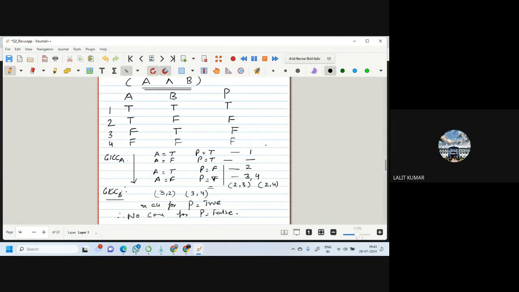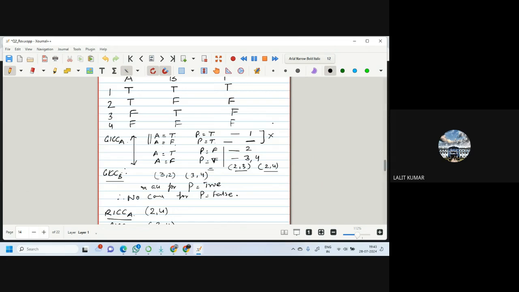We find these conditions. First we find GICC. So for GICC A, we find A is equal to true, P is equal to true. Yes, first row. A is equal to false, P is equal to true. Any here? No. So there is no GICC. A is equal to true, P is equal to false. Yes, 2. False, 3 and 4. So I get 2, 3 and 2, 4 as GICC alpha. Similarly, for GICC Bravo, I find 3, 2 and 3, 4. And all of these are for P is equal to true. For P is equal to false, there is no GICC.